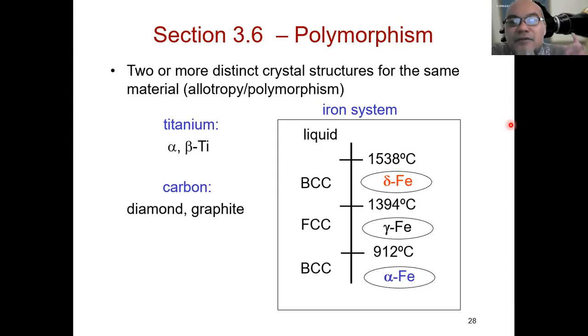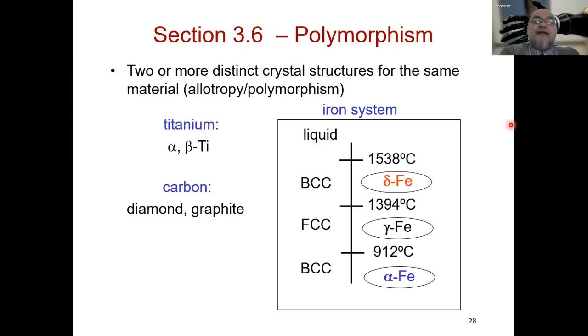And this allotropy or polymorphism does not occur only in carbon. It occurs also in many metals, for example titanium. Titanium has two phases, alpha and beta, and each of these phases has a different structure. Iron has many different phases. Each phase has a different structure depending on the pressure and temperature conditions.